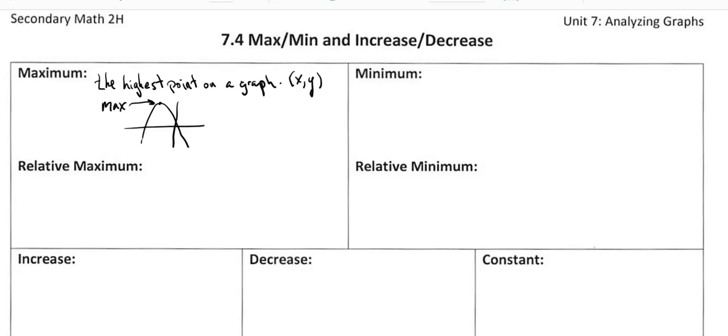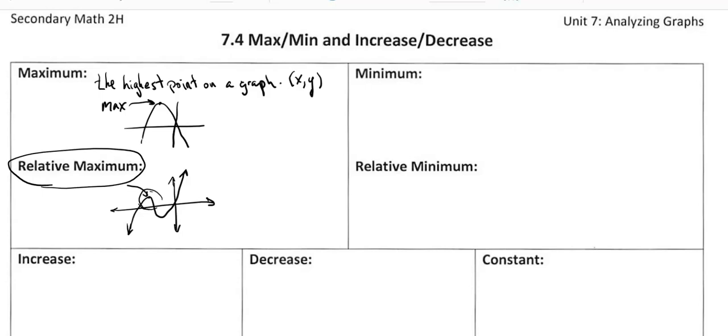Now the relative maximum is if we had, let's say, a graph that went like this. There's the y-axis and the x-axis. This graph continues on up to the right, and to the left it goes down. But for the immediate area around here, we would say that is a relative maximum.